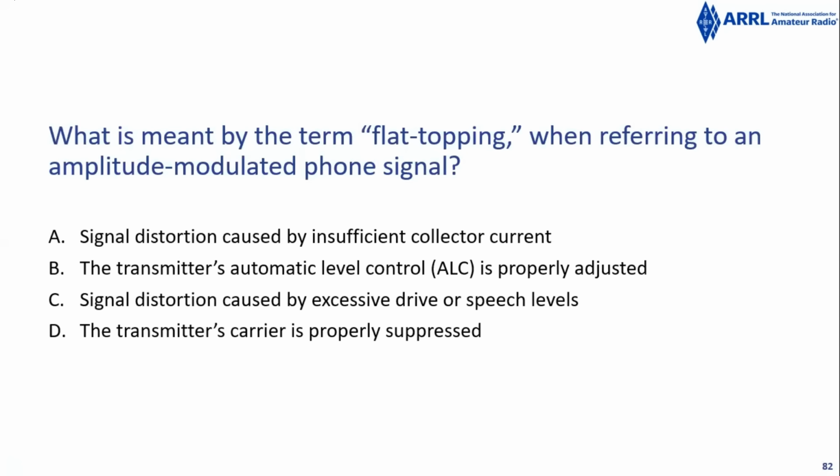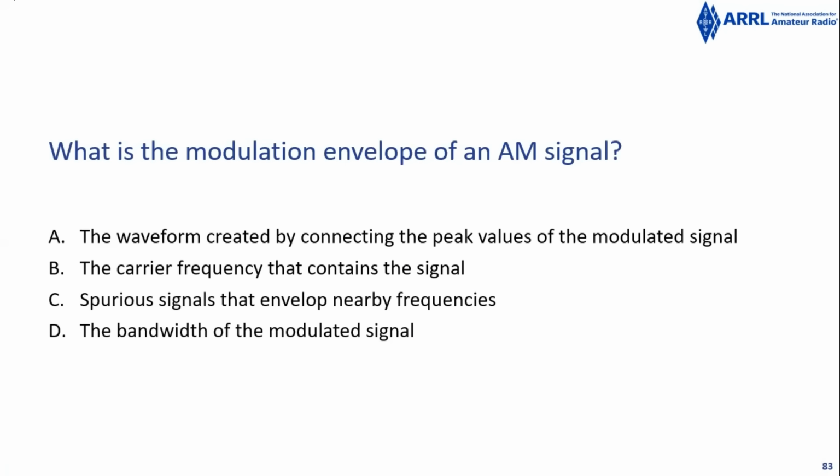What is meant by the term flat topping when referring to an amplitude modulated phone signal? So it's going to be C. Signal distortion caused by excessive drive or speech level. What is the modulation envelope of an AM signal? It would have to be A. The waveform created by connecting the peak values of the modulated signal.